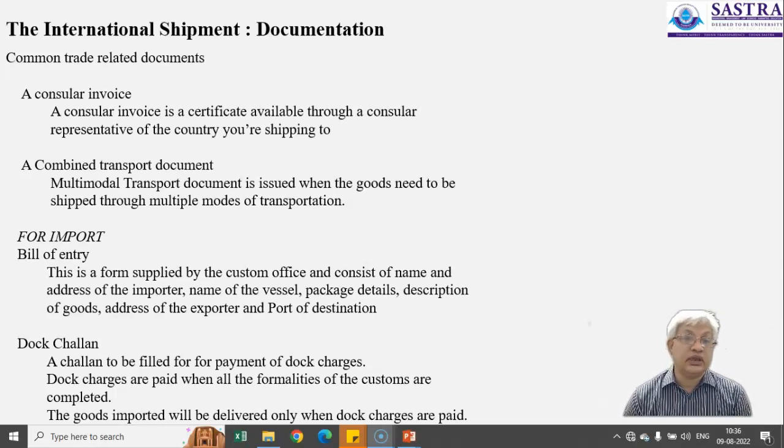In addition, if a business firm is importing maybe a raw material or maybe finished goods from another country, then once the goods reach the port, he requires a bill of entry, and this is a form supplied by the customs office. It consists of the name and address of the importer, name of the vessel, the packaging details, description of the goods, address of the exporter and the port of destination. All these details are required. It's a bill of entry. Next is a dock challan.